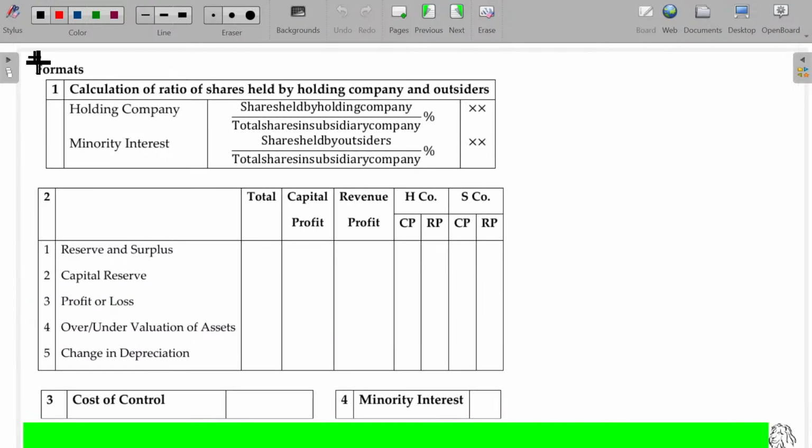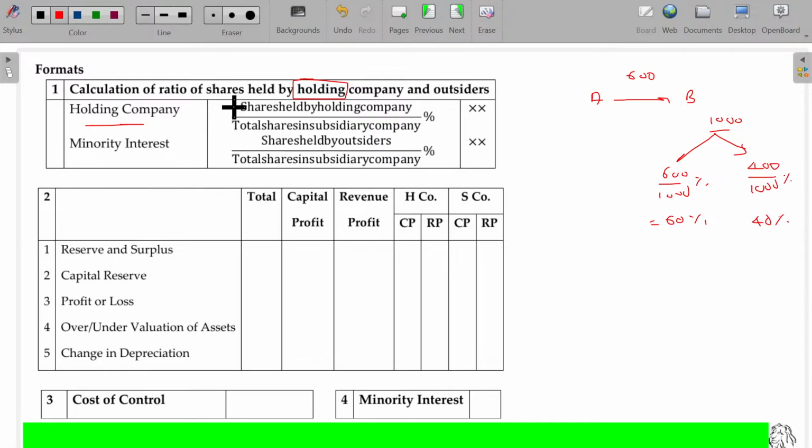Now, how can you calculate the holding percentage? Very simple. A company holds shares in B company. Around 600 shares held. B company has 1,000 shares. So what does it mean? Out of 1,000, A holds 600 shares, isn't it? Then it is 60%. The balance being 400 held by outsiders will be called minority interest. So holding company's shareholding is shares held by the holding company divided by total shares in the subsidiary company, and shares held by outsiders divided by total shares of the subsidiary company. It's very simple. Step number 1 is very simple.